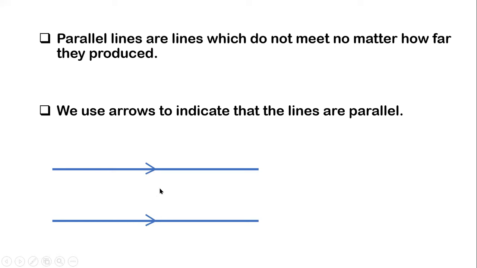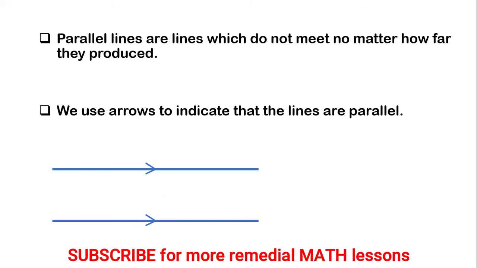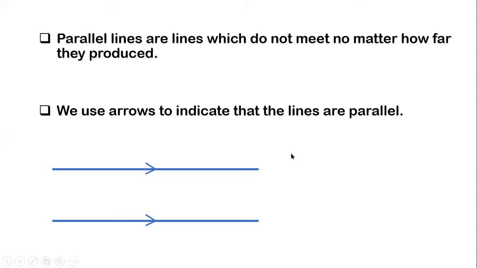And when we say that the two lines are parallel, it means that these two lines cannot meet, or you may say they cannot intersect, no matter how far they are extended. So this is a pair of parallel lines.